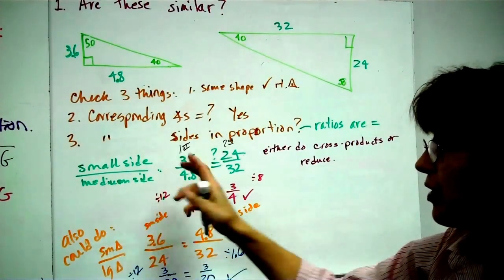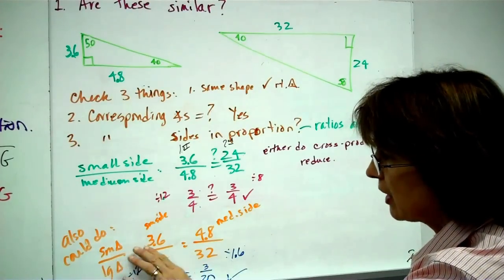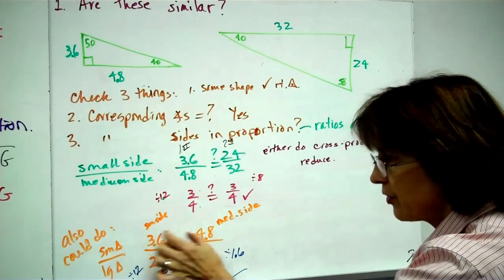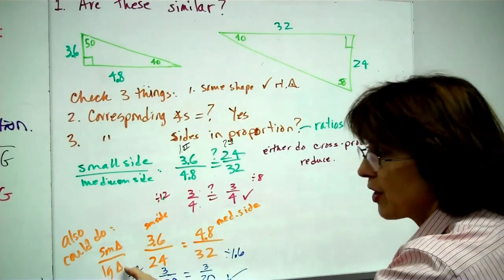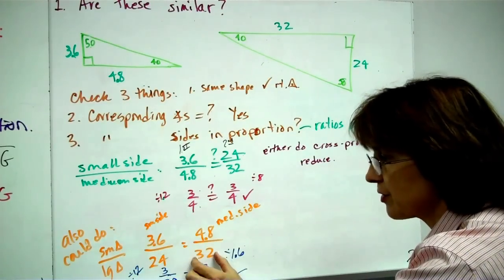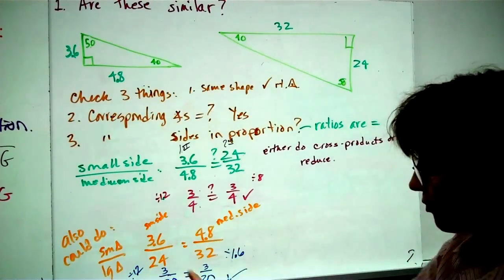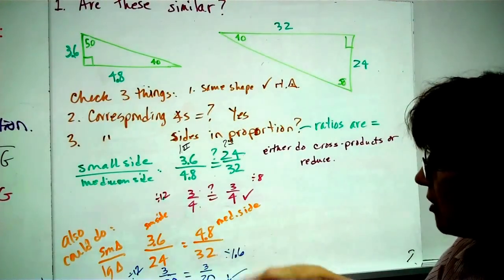You could also do another way. You could write the proportion. You could do small triangle on top. So the small side is here, and then the medium side, and then the large triangle, the small side of the large triangle is there, and then the medium side of the large triangle is there. And then when you reduce those, again, you get 3/20, which they're both equal. 3/20 equals 3/20. So that's all in proportion.